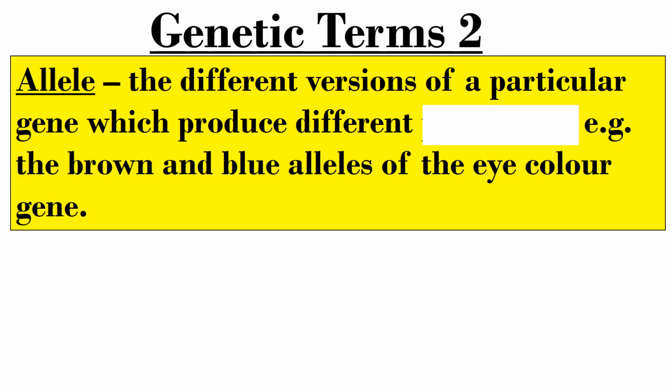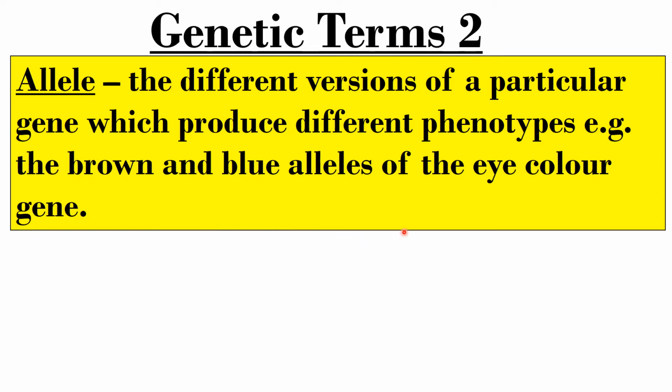Now, the third term is allele. They are the different versions of a particular gene. So you look at someone and you say that they have the phenotype for brown eyes. The allele is the different versions of a gene. So they produce different characteristics, different phenotypes.